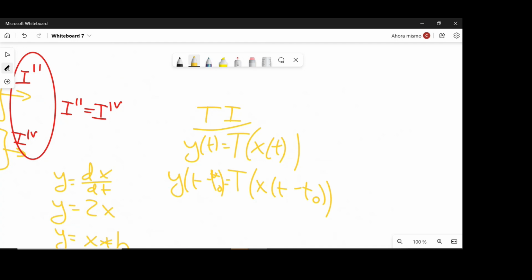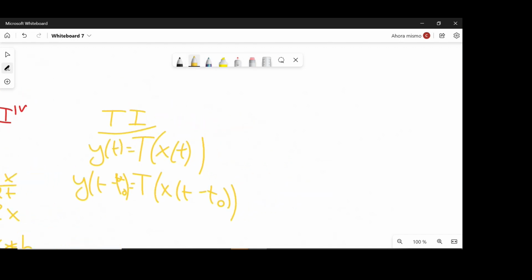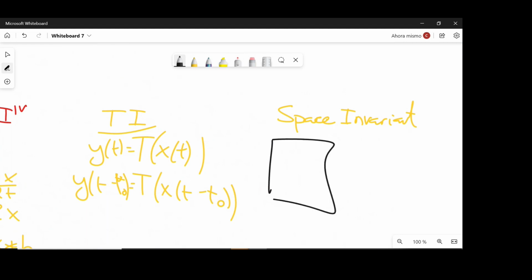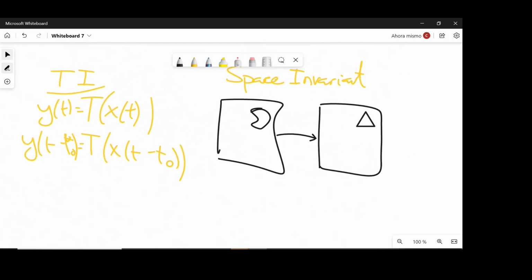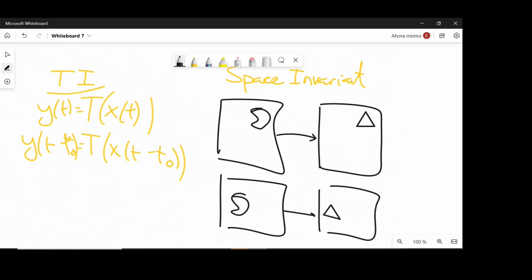What about images? What does it mean? Actually, the word for images is not time invariant. Sometimes we often use time invariant, but the correct word is space invariant. If I have an image and I transform it, I produce something else. What is the equivalent of delaying in images? Moving, shifting. Now I have this thing here, and the output should be the same output, but in a different place.